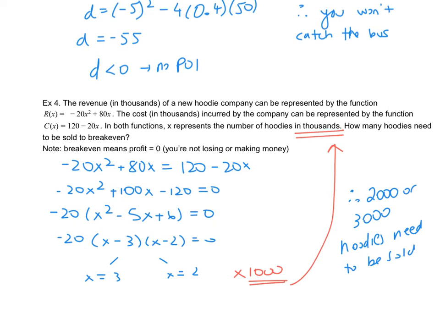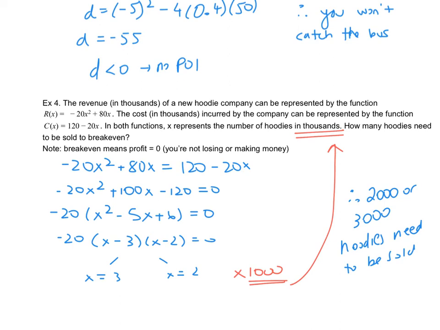Now be careful here. This does not mean you have to sell 2 or 3 hoodies. That doesn't really make sense, not very realistic. If you go back to your scenario, you should have read that x represents the number of hoodies in thousands, which means this 2 and 3, we have to multiply it by 1,000 to actually get our answer. So therefore, 2,000 or 3,000 hoodies need to be sold to break even.